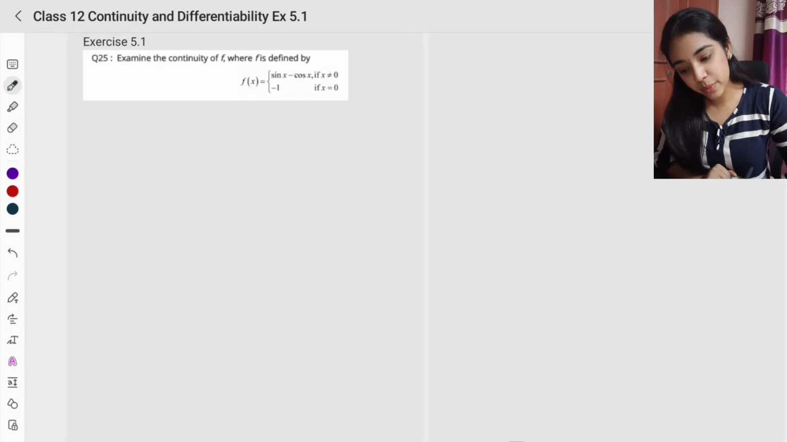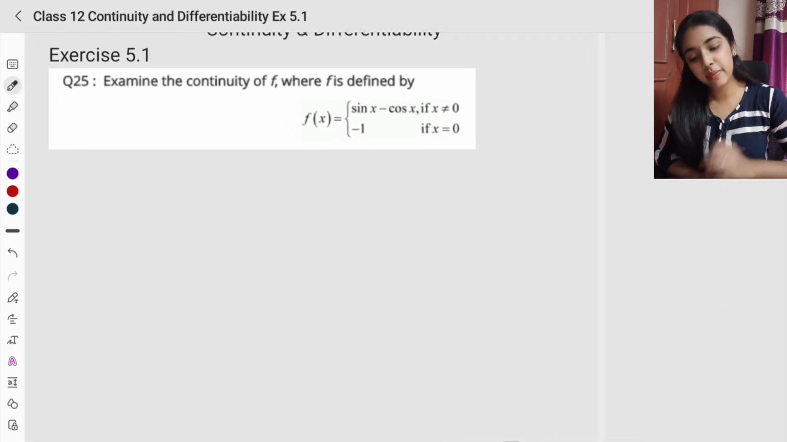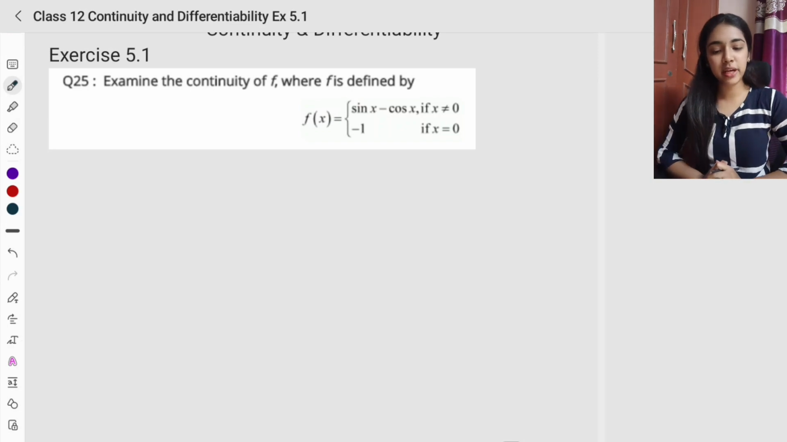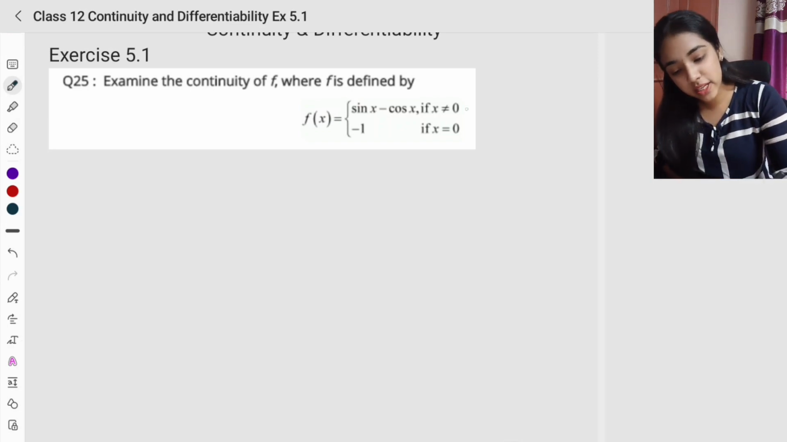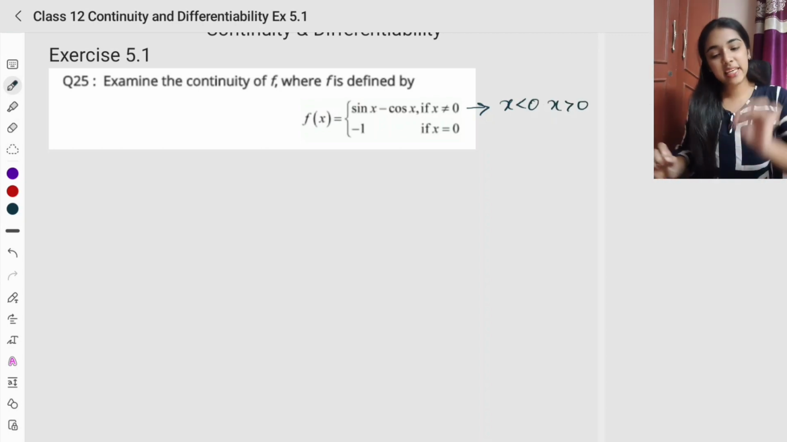Moving on to question number 25. Examine the continuity of the function where f is defined by f of x equals sin x minus cos x if x is not equal to 0. So in this case, I have x less than 0 and x greater than 0 to be the same function. First, c equal to 0.